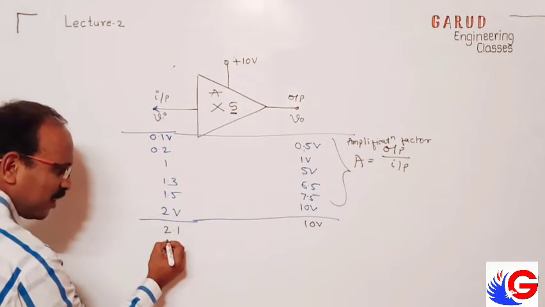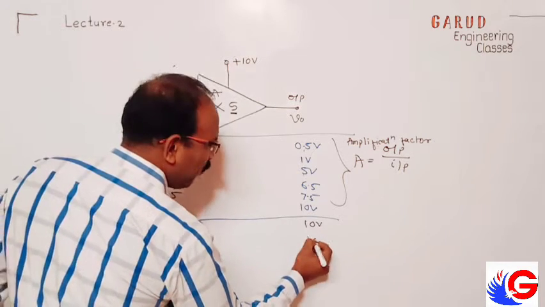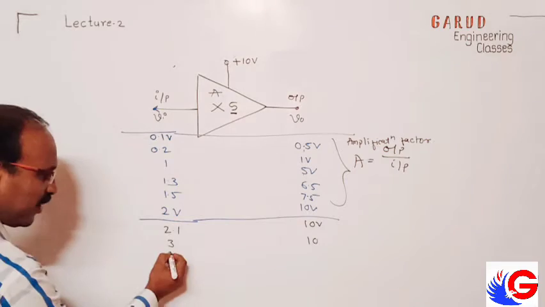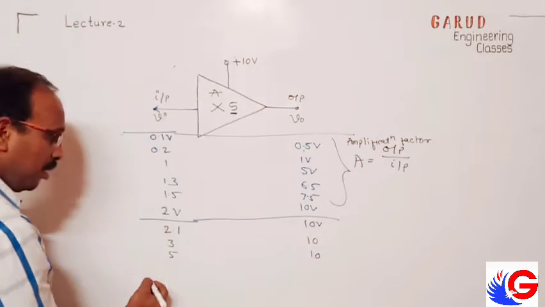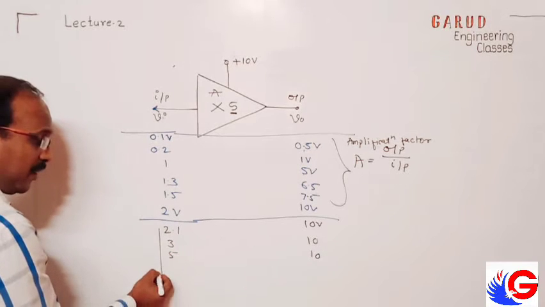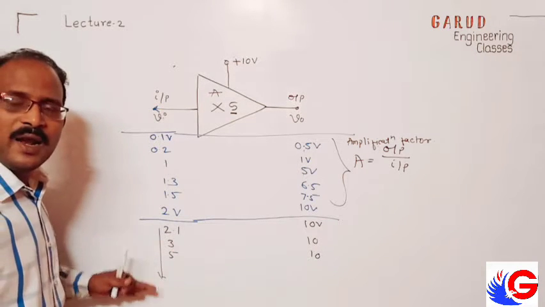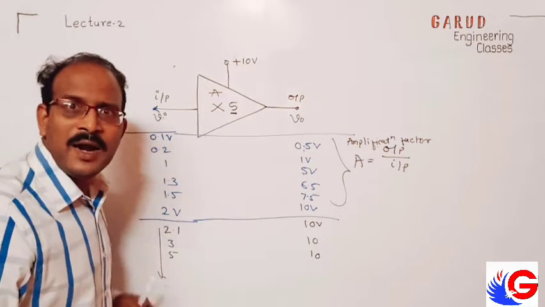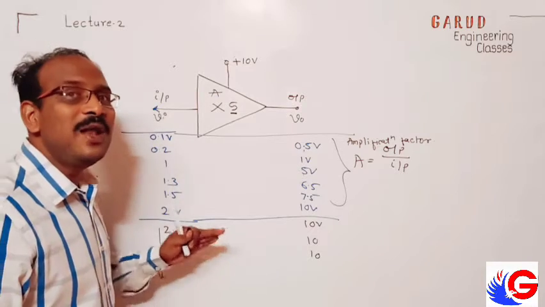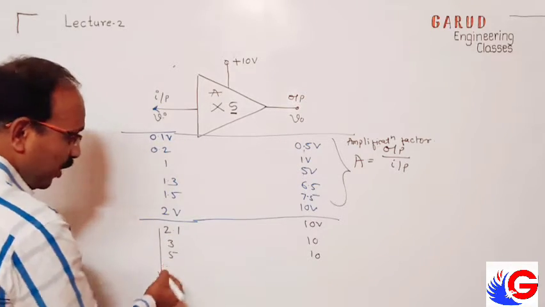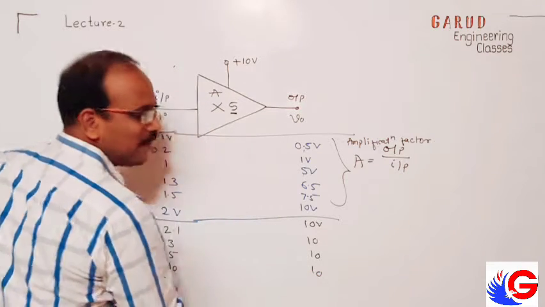Okay? Suppose I say input is 3 volt. 3 into 5 is 15, but it will not supply. If I say 5 volt, 5 into 5 is 25, it will not supply. There is no limit on giving input. I can demand anything, your friend can demand anything, but how much you have to supply decides your limit. Even if I say 10 volt, output is 50, but it is not possible.